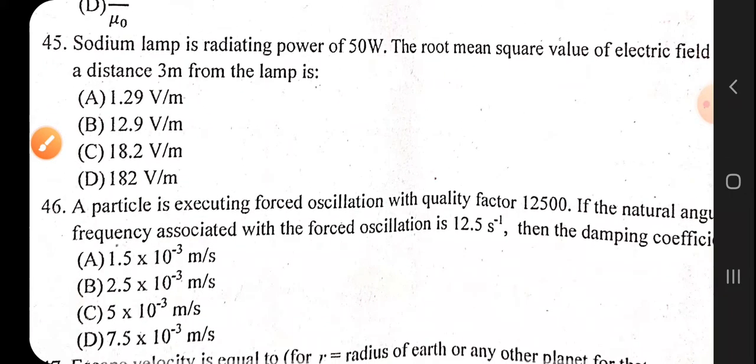Now come to question number 45. The sodium lamp is radiating a power of 50 watts. We need the root mean square value of the electric field at a distance of 3 meters from the lamp. I will show you the solution.